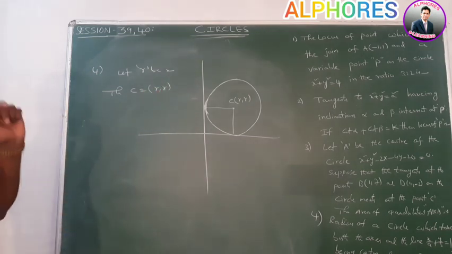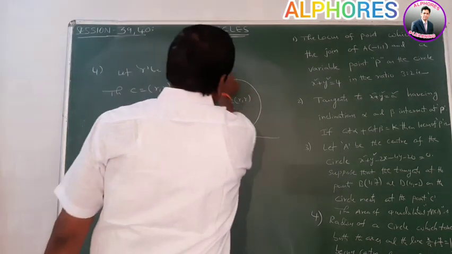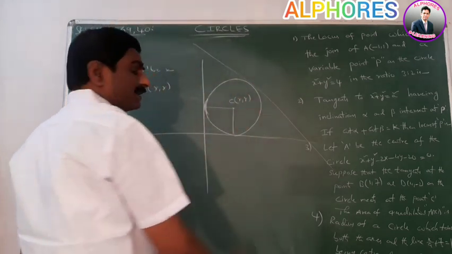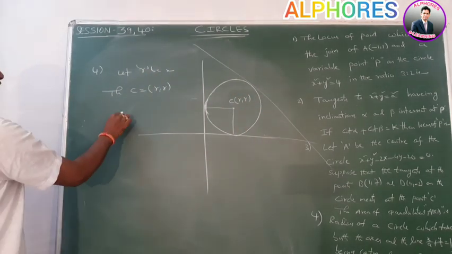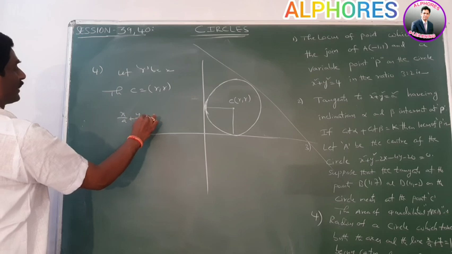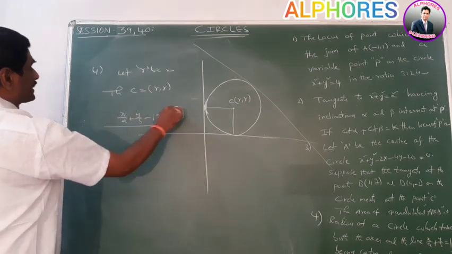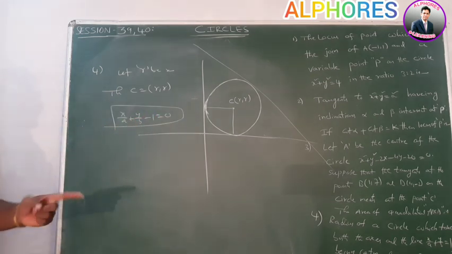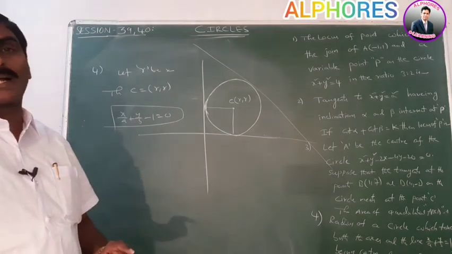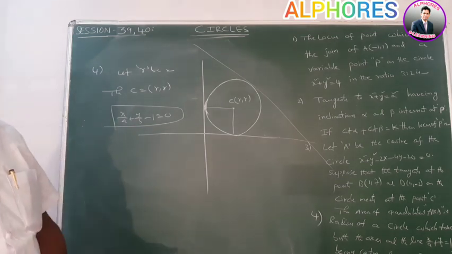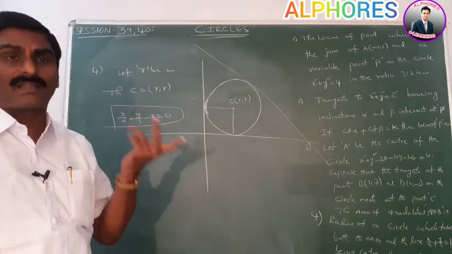But this circle touches the line x by a plus y by b is equal to 1, that means x by a plus y by b minus 1 is equal to 0. That is, it is the tangent to the circle. If the line touches the circle, what is the condition? Radius is equal to perpendicular distance. By using that condition, we find the value of r.